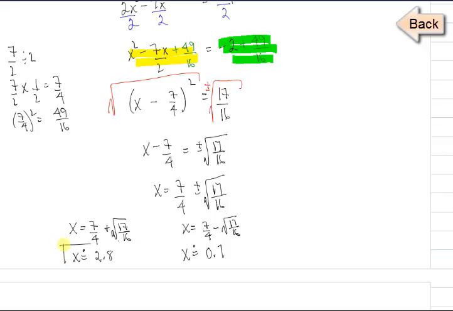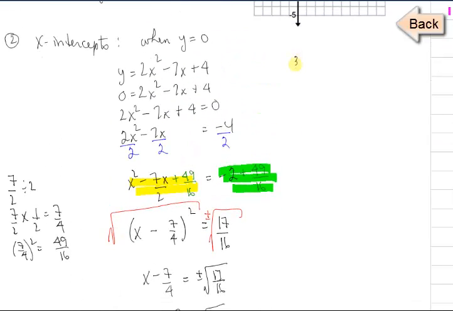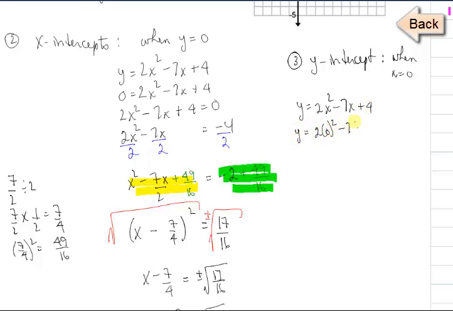So now you have your x-intercepts, and you have your vertex. The third thing I wanted you to find is the y-intercept. Now the y-intercept happens when x equals 0. So we're going to go back to our function, which is y equals 2x squared minus 7x plus 4, and in place of x I'm going to put 0, and I find that my y-intercept is at 4.